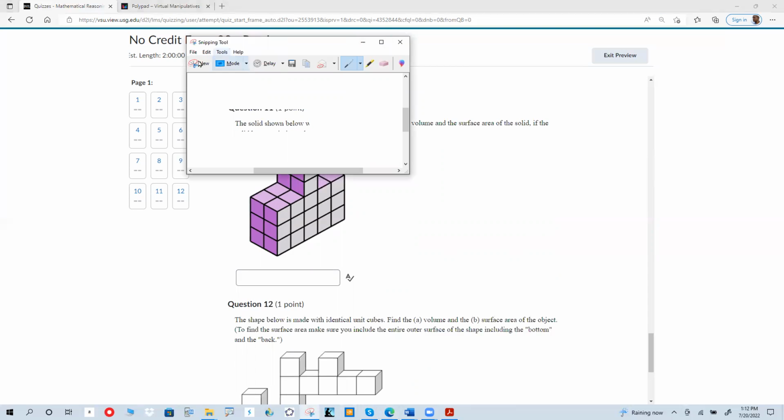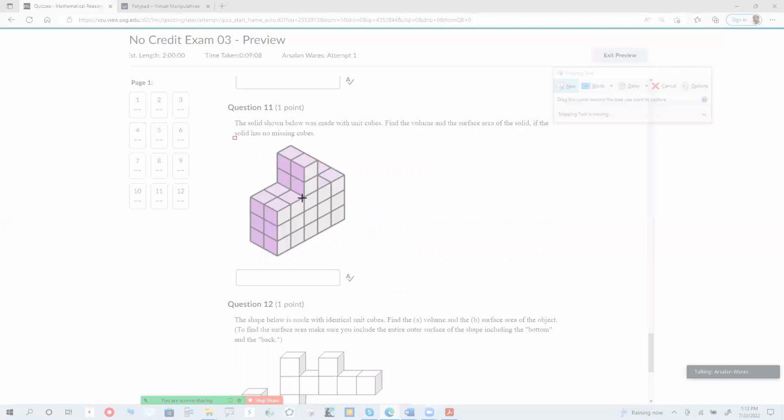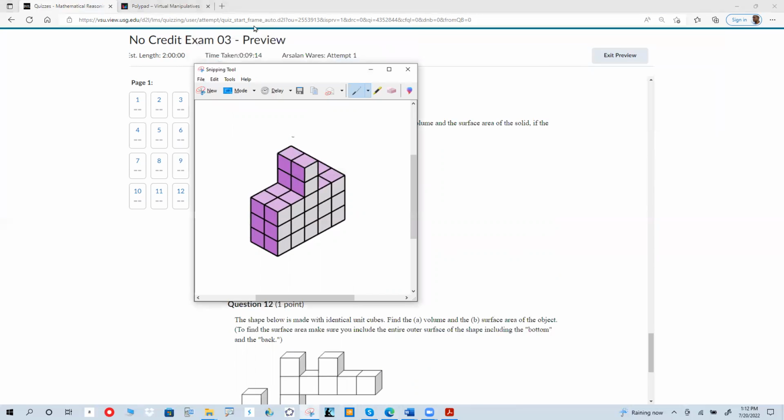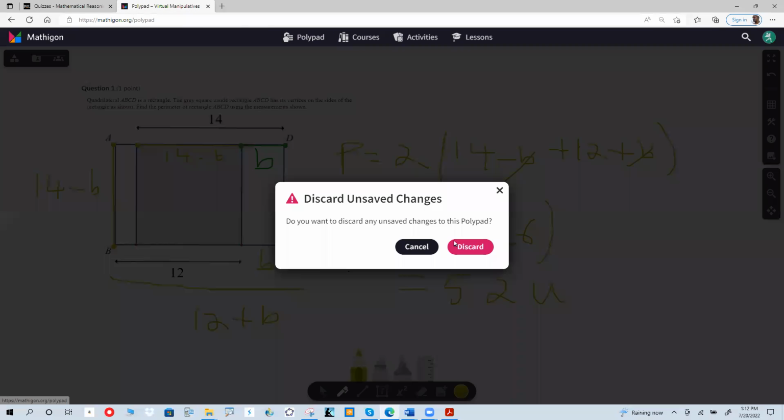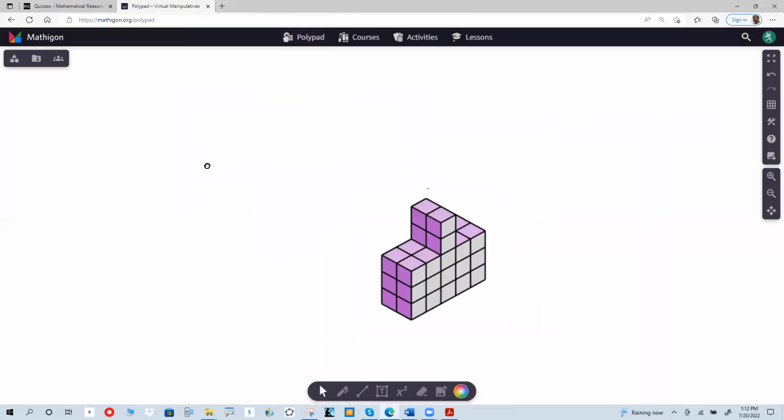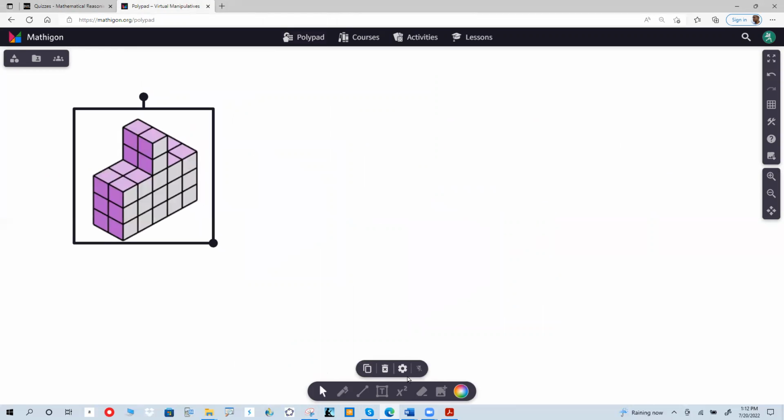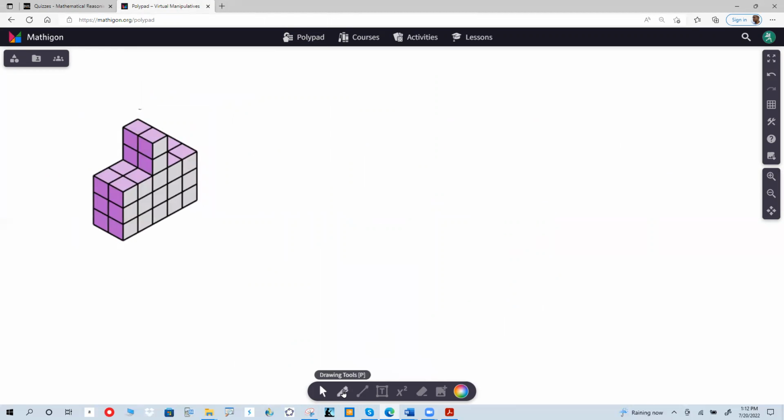I'm just going to bring the solid, and I have to count the cubes as carefully as possible. And I'll show you how I do it. So I'm going to first find the volume. The volume is going to be the number of unit cubes. The question says these are unit cubes.